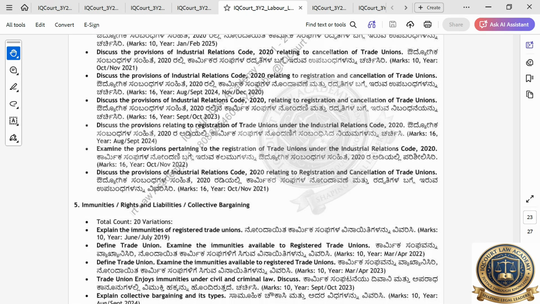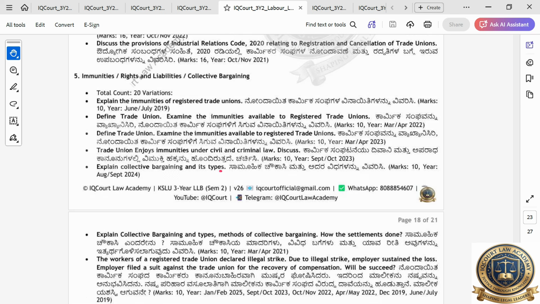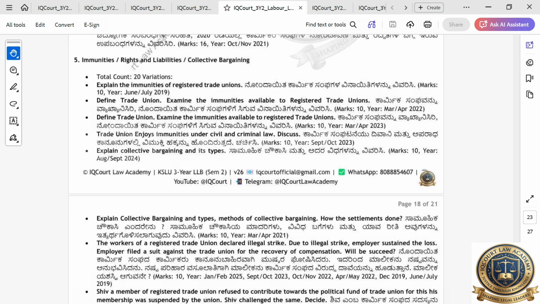Discuss the provisions of Industrial Relations Code 2020 relating to registration cancellation of trade unions. This is very, very important. 500% important question. This is also a 500, 600% important question. Immunities, rights and liabilities. Collective bargaining. Immunities, this one is very, very important.